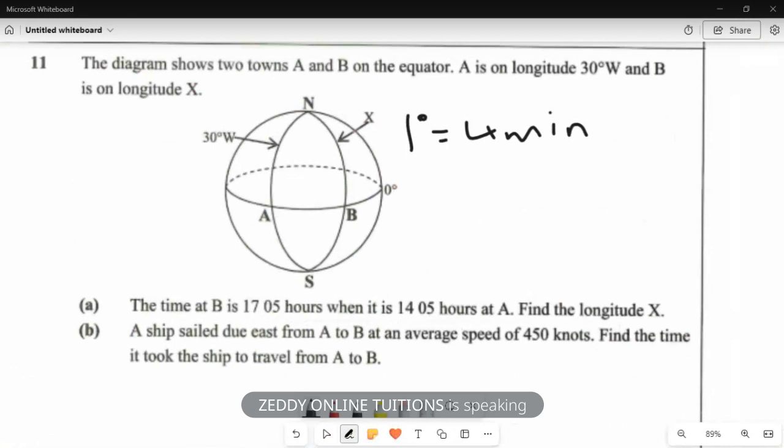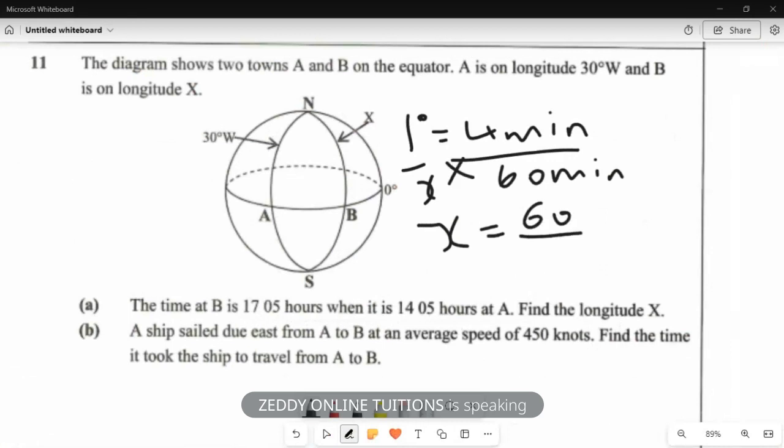So let's go. If you want to calculate for an hour, we'll put 60 minutes here because we are using minutes, and we'll put x here. To find x, we cross multiply and divide 60 by 4, which gives us 15. So for every 1 hour, there's a difference of 15 degrees, right?